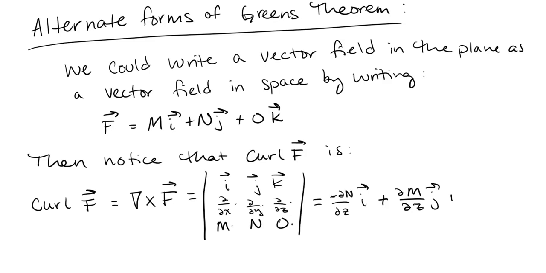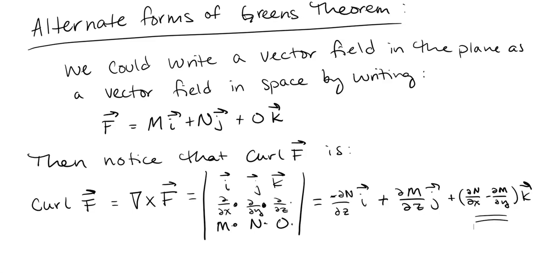And then the k component, we're going to end up with the partial with respect to x of n, minus the partial with respect to y of m. Which notice this piece right here is the piece that we use in Green's theorem. So we use that little piece right there.